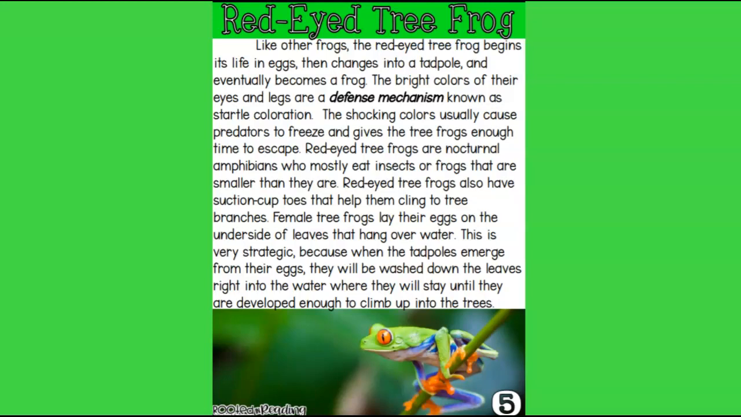Red-eyed tree frogs are nocturnal amphibians who mostly eat insects or frogs that are similar to them in size. Red-eyed tree frogs also have suction cup toes that help them cling to tree branches.